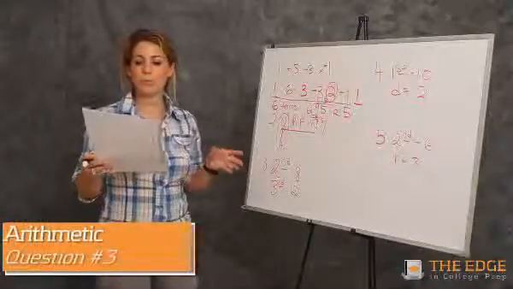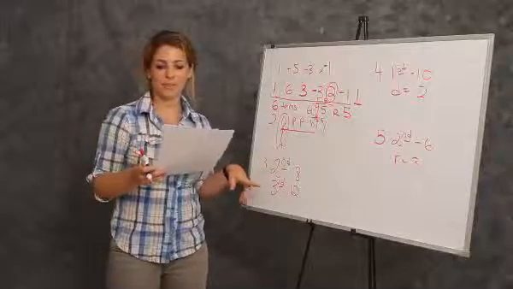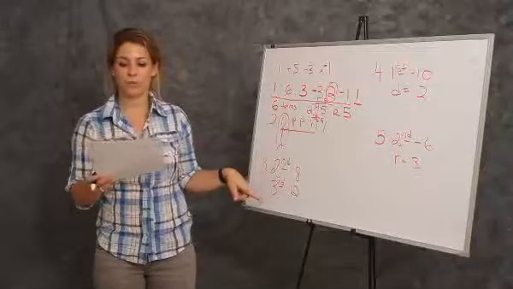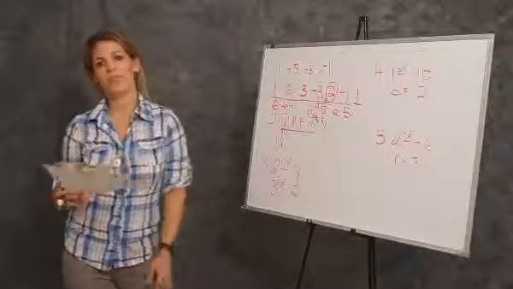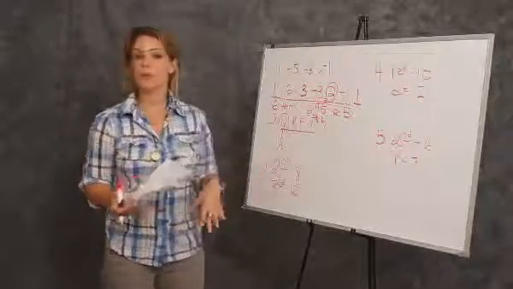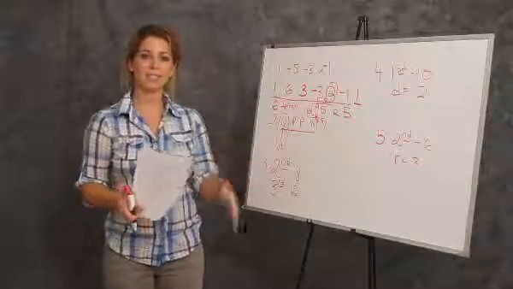So number 3 tells us that the second term of an arithmetic sequence is 8 and the third term is 12. So what is the 13th term? Now we remember that the sequences that we did in questions 1 and 2 are the repeating sequences.